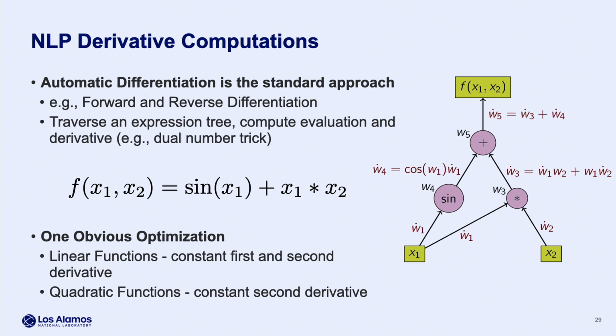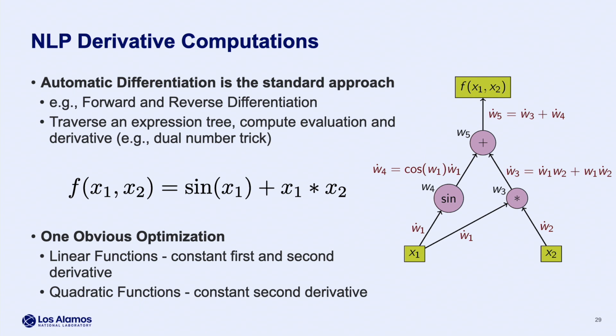One obvious optimization you could do for this is if you know your function is linear, the derivative is a constant. If you know it's a quadratic function, the second derivative is a constant. Those are easy optimizations you should make. But there's a more sophisticated one, which I'll show you.